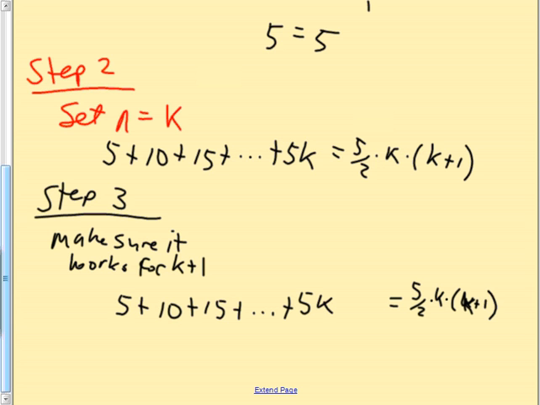Why do you think I left some space on both sides? Because what's the next term after 5K? If K was any number that he picked, the next number after that would be what? K plus 1. And therefore, what should I put right here as my next term? 5K plus 1.